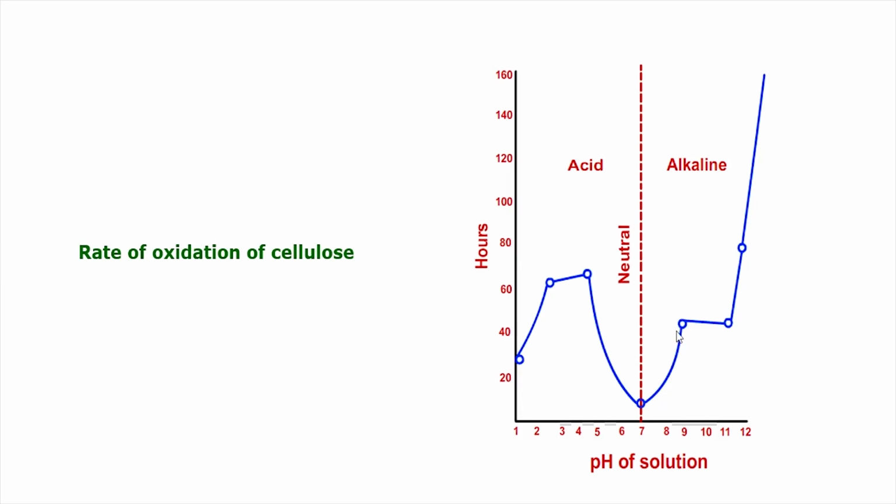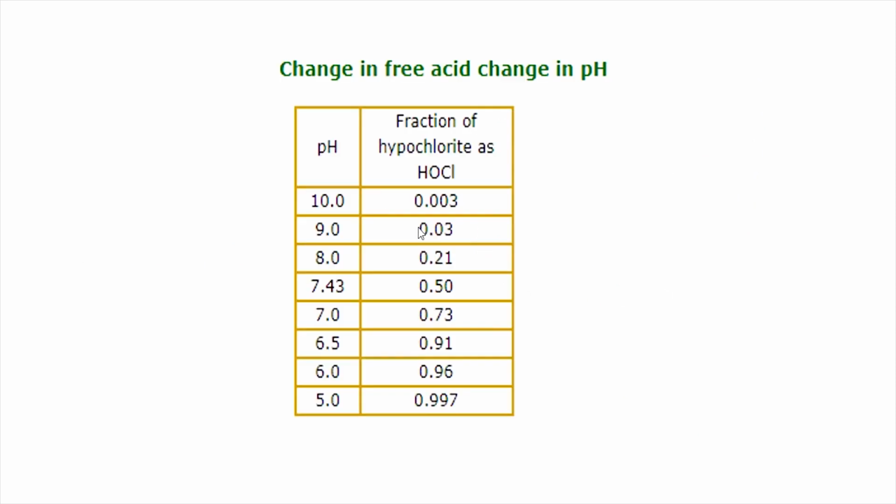On the other hand, if you see after 10, the rate of oxidation is very high, so that means it is good for bleaching. So around 11 to 11.5 is good for bleaching of cellulosic fibers. And see here the fraction of hypochlorous acid. At pH 10 it is very less, whereas at pH 5 it is almost 1. So that means it will oxidize the cellulose very fast.